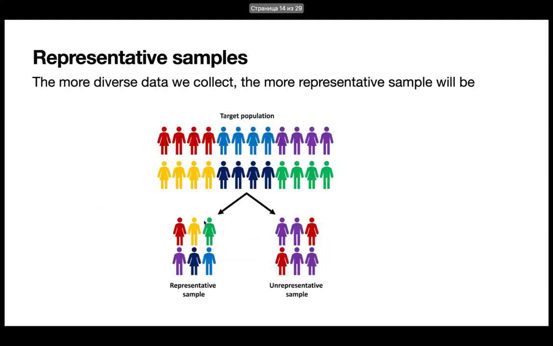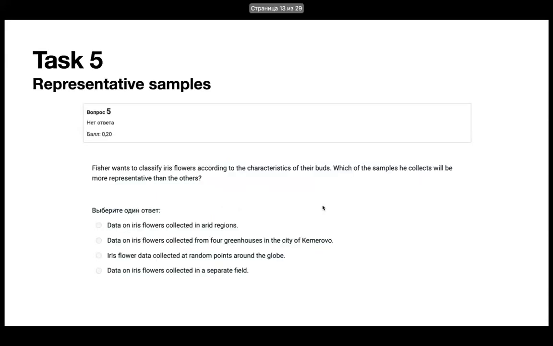Next, we got iris flowers data collected at random points around the globe. And I guess that would be, well, okay, it's the correct answer for sure, because it will be just like here. Imagine that there are people from all around the world, and it's better for us just to take one human from each point on the globe.